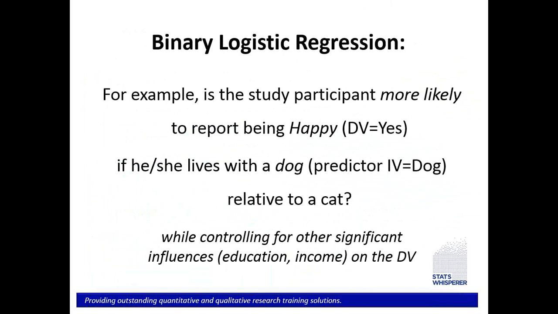So for example, is the study participant more likely to report being happy? The dependent variable equals yes if she or he lives with a dog, so the predictor, the independent variable, is dog relative to a cat, while controlling for the other significant influences, education and income, upon the dependent variable. So that's exactly what we're looking at.